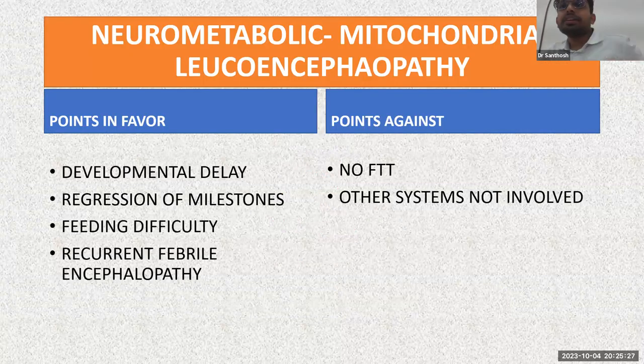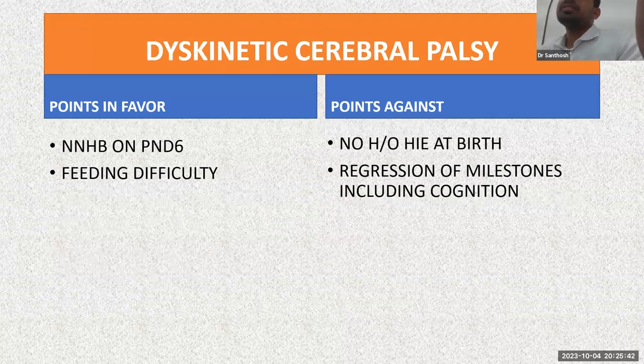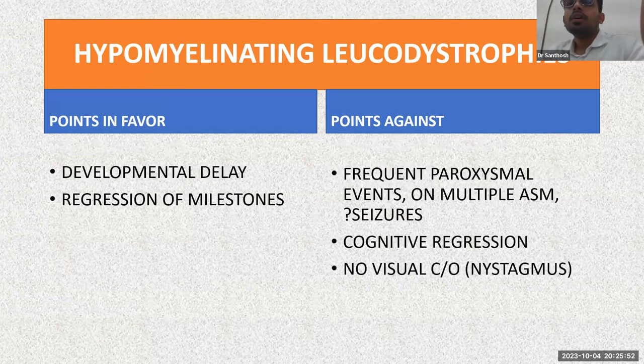Coming to points in favor and against the differentials considered, that is neurometabolic, mitochondrial encephalopathy. Points in favor were developmental delay, regression of milestones, feeding difficulty and recurrent febrile encephalopathy. Points against were no significant failure to thrive and other systems were not involved. The next was dyskinetic cerebral palsy. Points in favor were the hyperbilirubinemia which was noted, with feeding difficulty. Points against were no HI at birth and regression of milestones, including cognitive milestones.